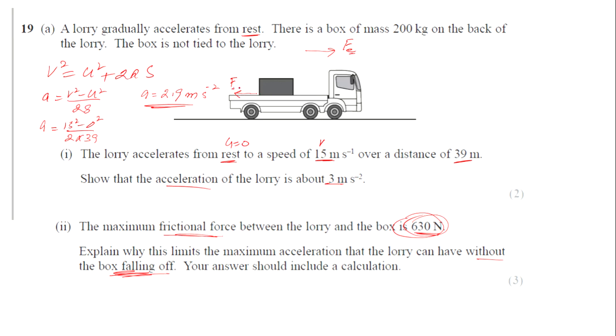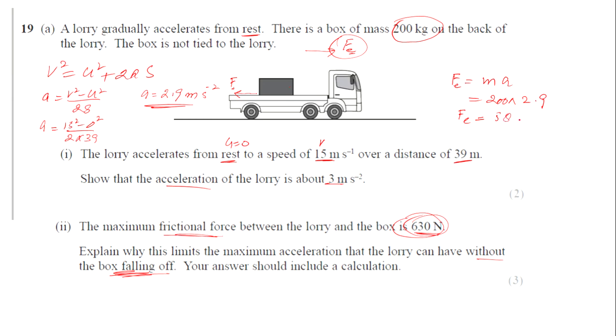If these forces are balanced, that means the box does not have any resultant force, so it cannot accelerate backward or forward additionally. So let's calculate the forward force, and remember, this forward force is also acting on the box. The forward force Fe is equal to ma, and this m is the mass of the box, which is 200 times acceleration, and the box has the same acceleration as the lorry, so 2.9.